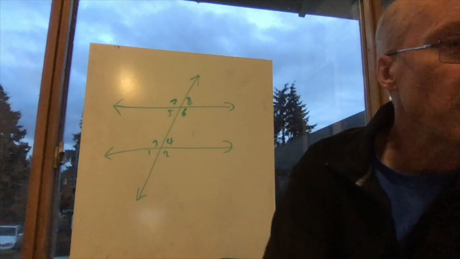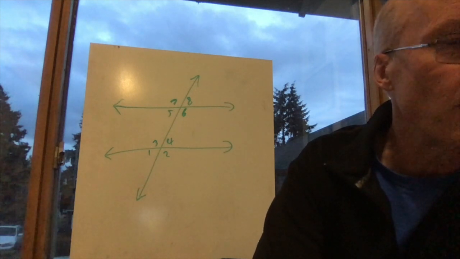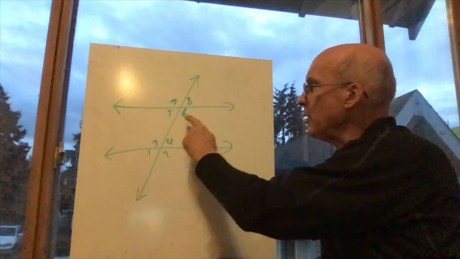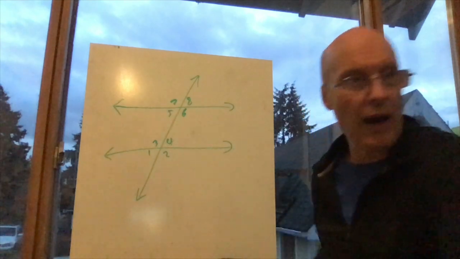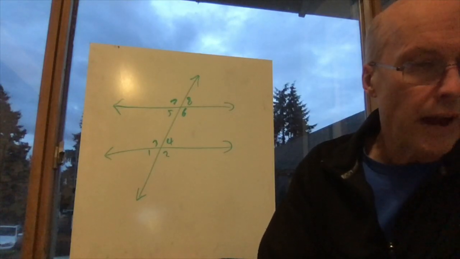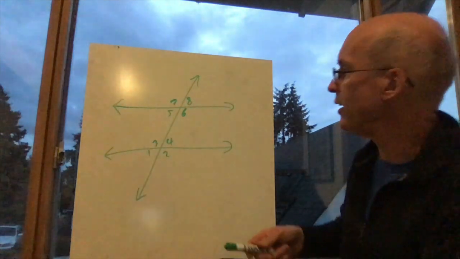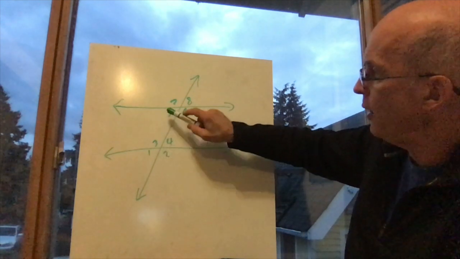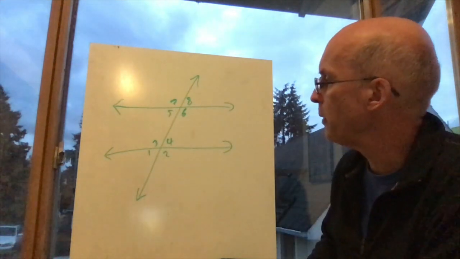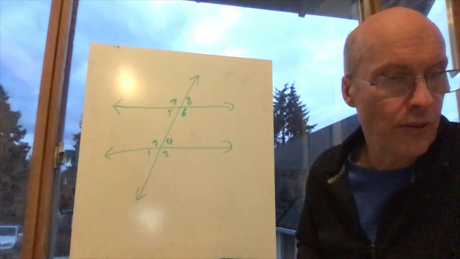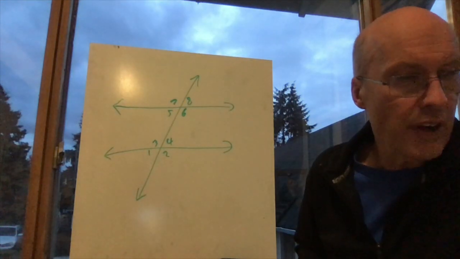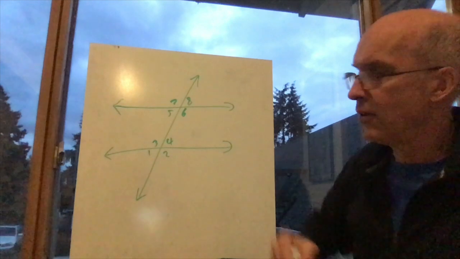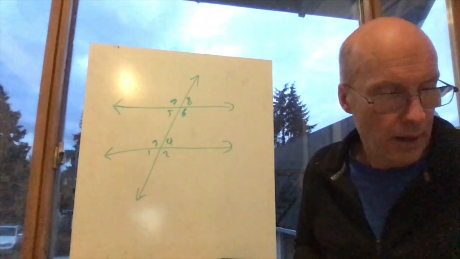Go to the top of page 171, and there are angle pairs. Alternate interior angles are equal. So 3 would be the same as 6. 4 would be the same as 5. Consecutive interior angles, so 4 and 6, or 3 and 5, are going to be supplementary. They're going to add up to 180 degrees. Alternate exterior angles are equal. 2 and 7, 1 and 8 would be congruent.